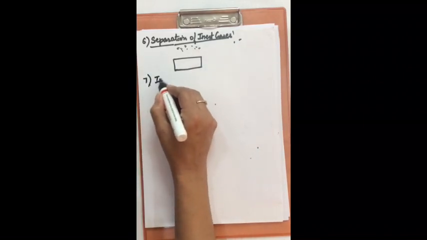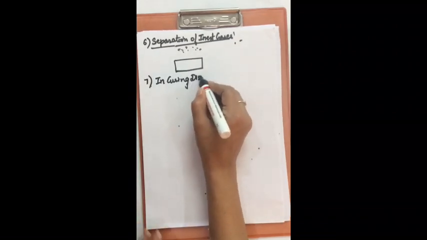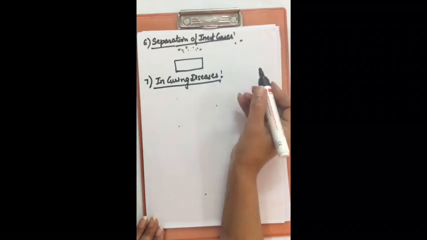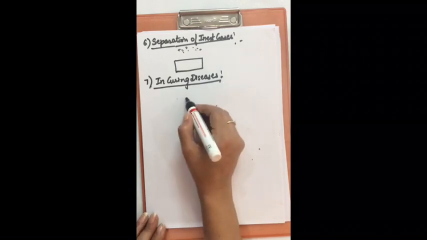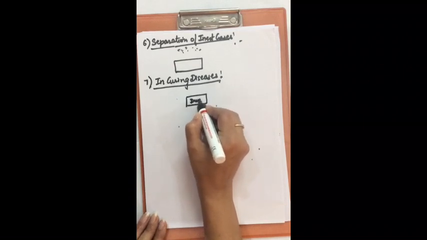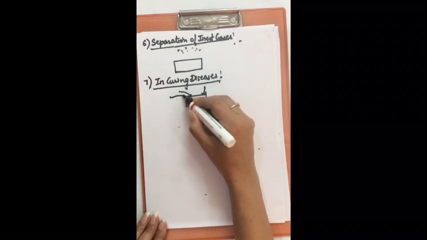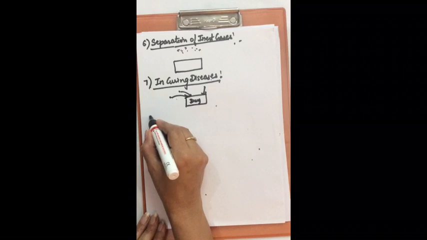Next application is in curing diseases. In the treatment of diseases, drugs are used. These drugs kill the germs of the diseases by the germs getting adsorbed on the surface of the drugs. Suppose this is a drug and these are germs. These germs get adsorbed on the surface of the drug and hence they are killed by this drug. So in curing of diseases, the adsorption phenomenon is used.